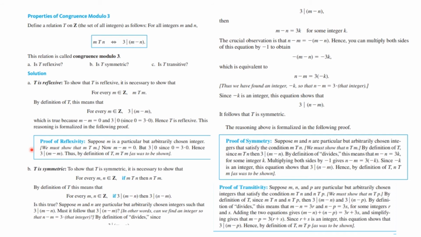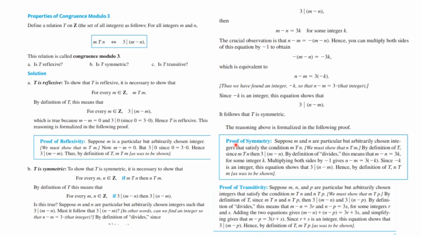So for reflexivity, suppose m is a particular but arbitrarily chosen integer. We must show that m T m. Now, when you do m minus m, that's 0, so 3 divides 0, since 0 is equal to 3 times 0, and hence 3 divides m minus m, and so by definition, it is reflexive.